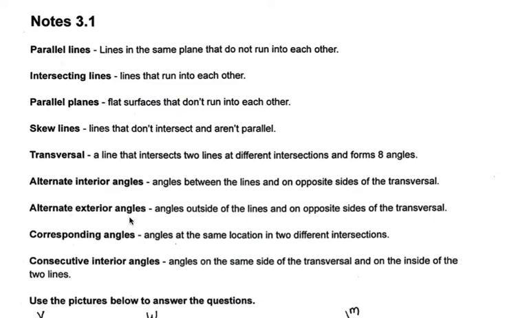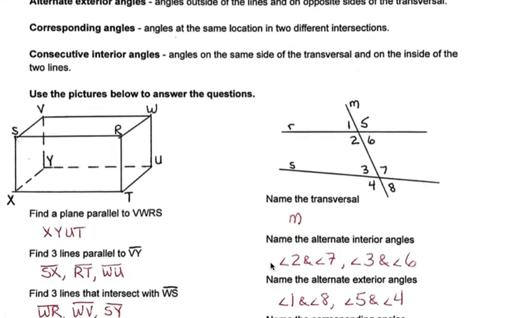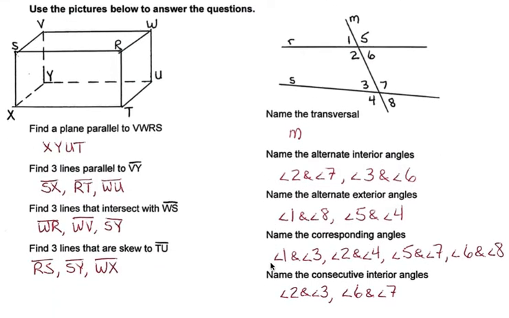Alternate exterior angles are angles that are outside of the lines and on opposite sides of the transversal. Corresponding angles, angles at the same location in two different intersections. And consecutive interior angles, those will be on the same side of the transversal and on the insides of the lines. So we're looking at the pictures below. We'll look to the left first here.